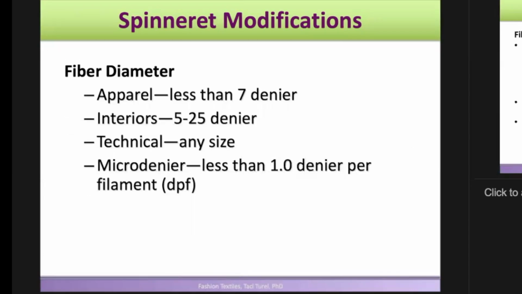Fiber diameter can be changed based on what your end uses. If you're going to use the fiber in clothing, you might need it less than 7 denier. If it's going to be used in interiors, it can be from 5 to 25 denier in size. In technical applications, it may be any size depending on what you want to do. And micro denier is generally less than 1 denier per filament.